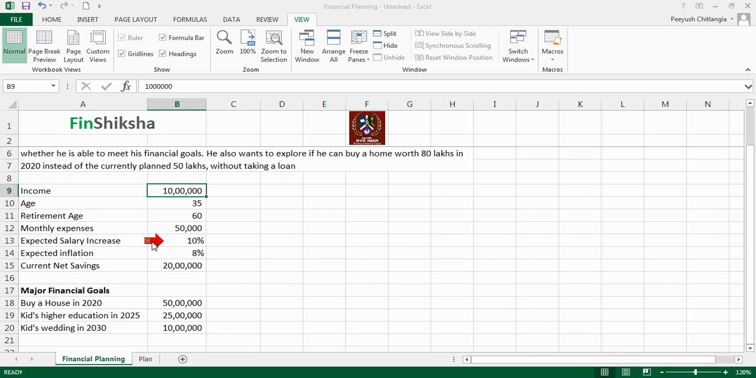Expected annual salary increase is 10%. Expected inflation, which will impact the 50,000 monthly expenses, is 8%. Current net savings are 20 lakhs.